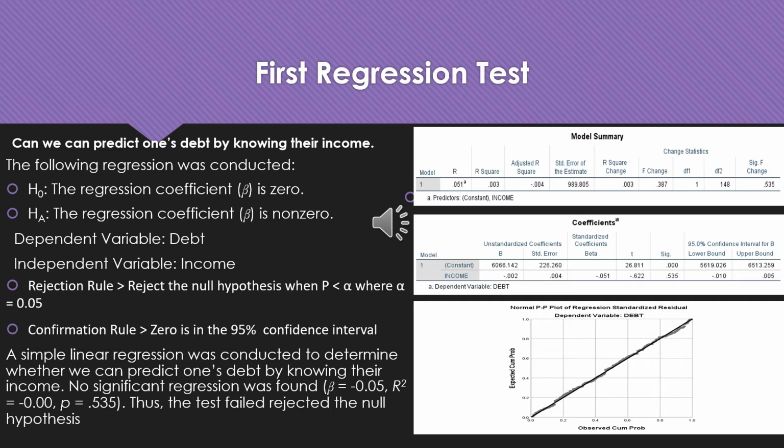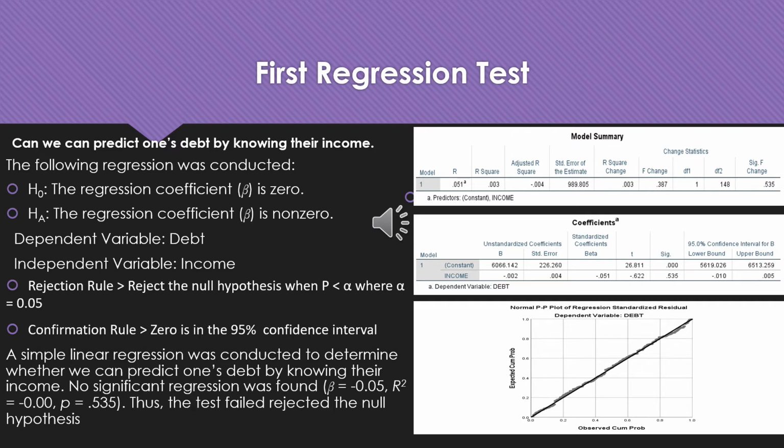The rejection rule states to reject the null hypothesis when p is less than alpha, where alpha is 0.05. The confirmation rule, 0 is in the 95% confidence level. A simple linear regression was conducted to determine whether we can predict one's debt by knowing their income. No significant regression was found.